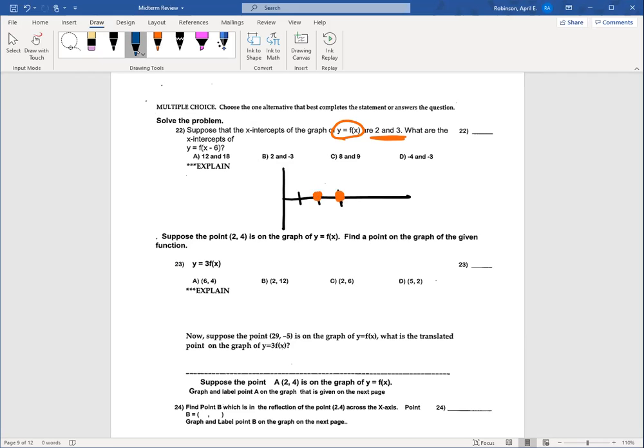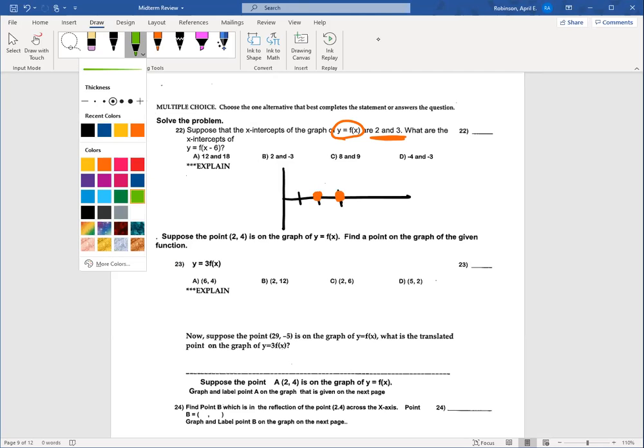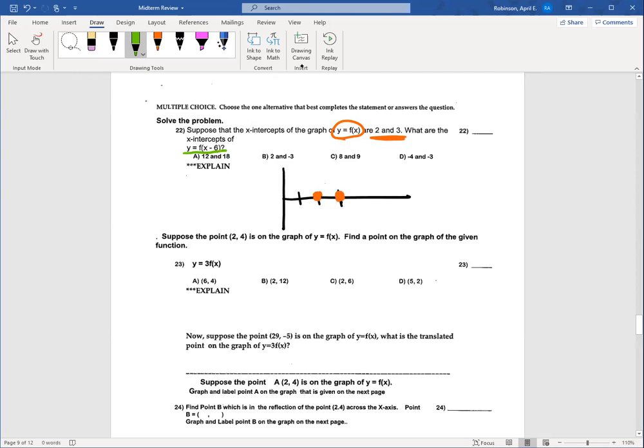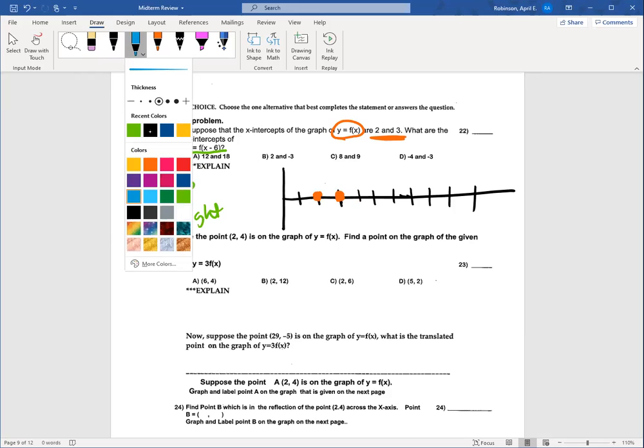If you then say f of x minus 6, and the minus 6 is in the parentheses, that means you are going to shift 6 units to the, remember if it says minus 6, you go to the right 6. So, in our color, I need to do it in green.